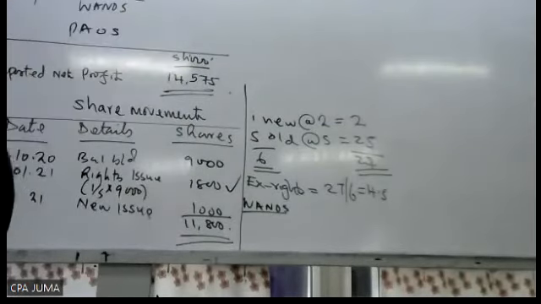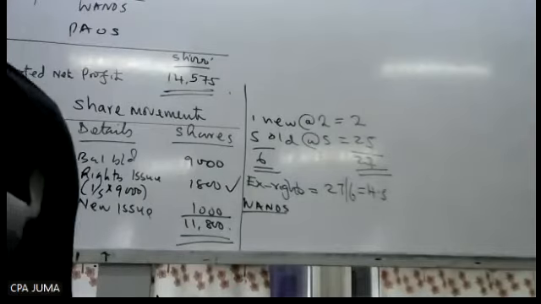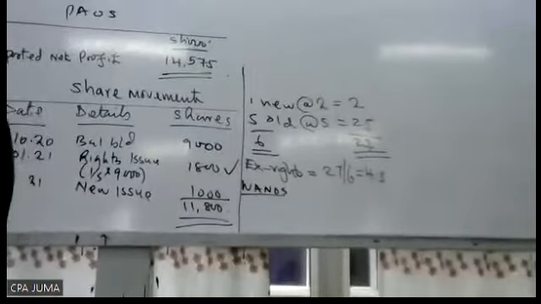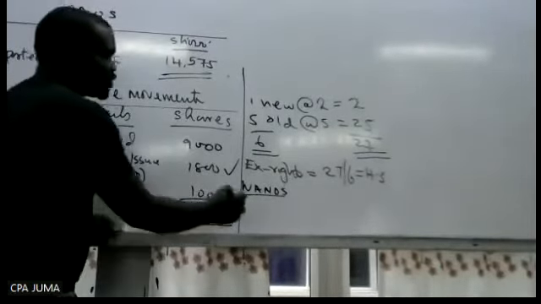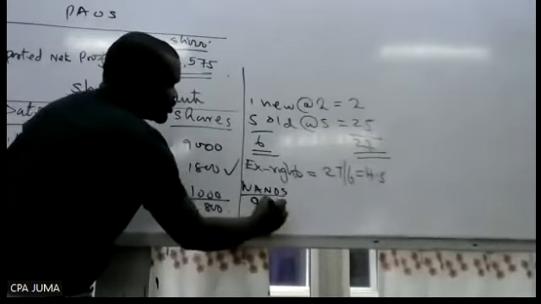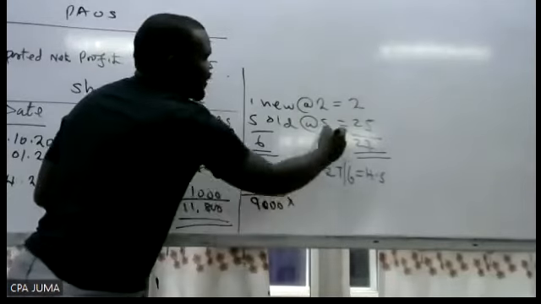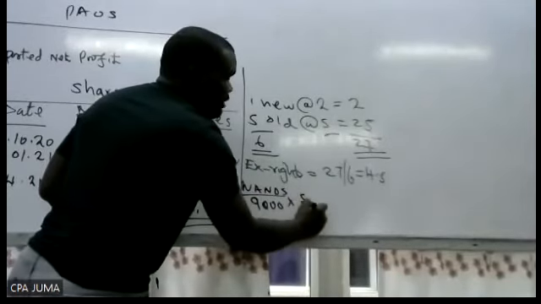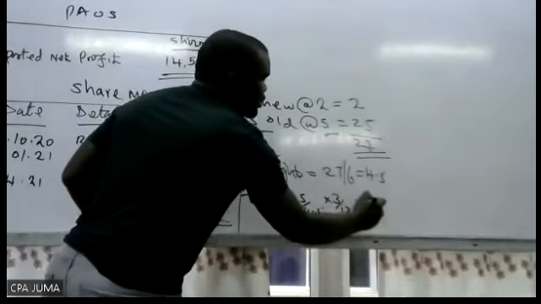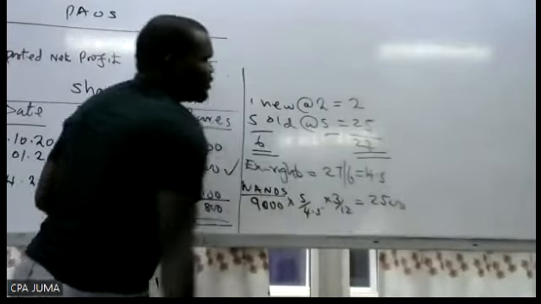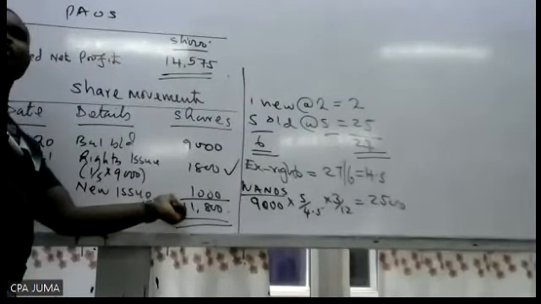I'm getting 11,100. That is it. 11,100. Inaenda hivi. Shares before rights issue. Before rights issue was 9 times the fair value. Fair value was 5. Yes. Divided by 4.5. For how many months before the rights issue? This one was bringing 25. Yes. Then after rights issue, usiweke new issue.